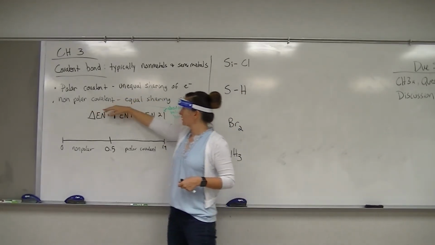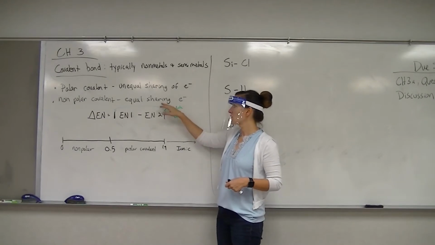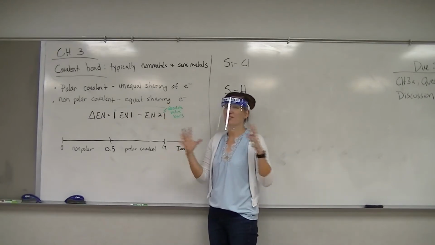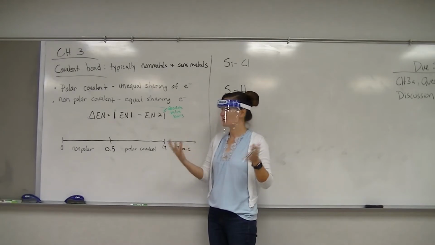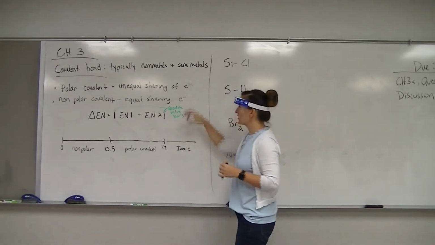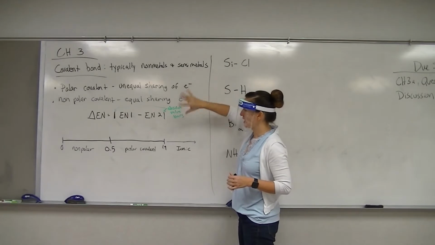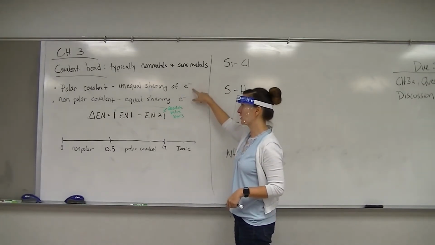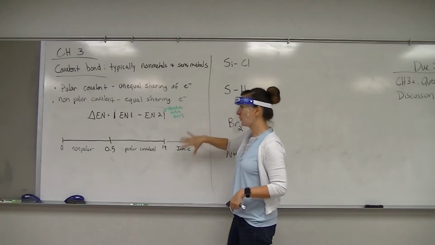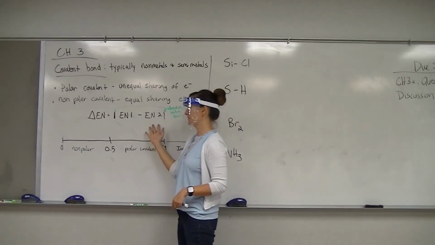For nonpolar, this is where they're sharing them equally. So this is when the electronegativities are similar, and so neither atom wants the electrons more, so they share them equally. Now there are some pictures on the PowerPoints, diagrams where you can actually see what that looks like between the 2, whether they're sharing equally or unequally. What we're going to do on the board is the calculation portion.